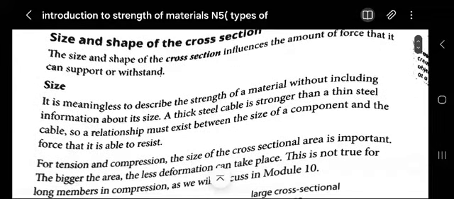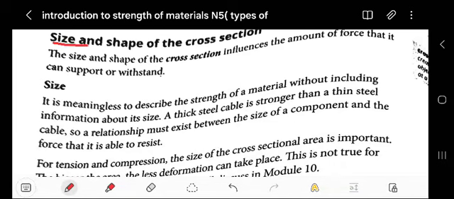As you can see here, the size and the shape of the cross section influence the amount of force that it can support or withstand.